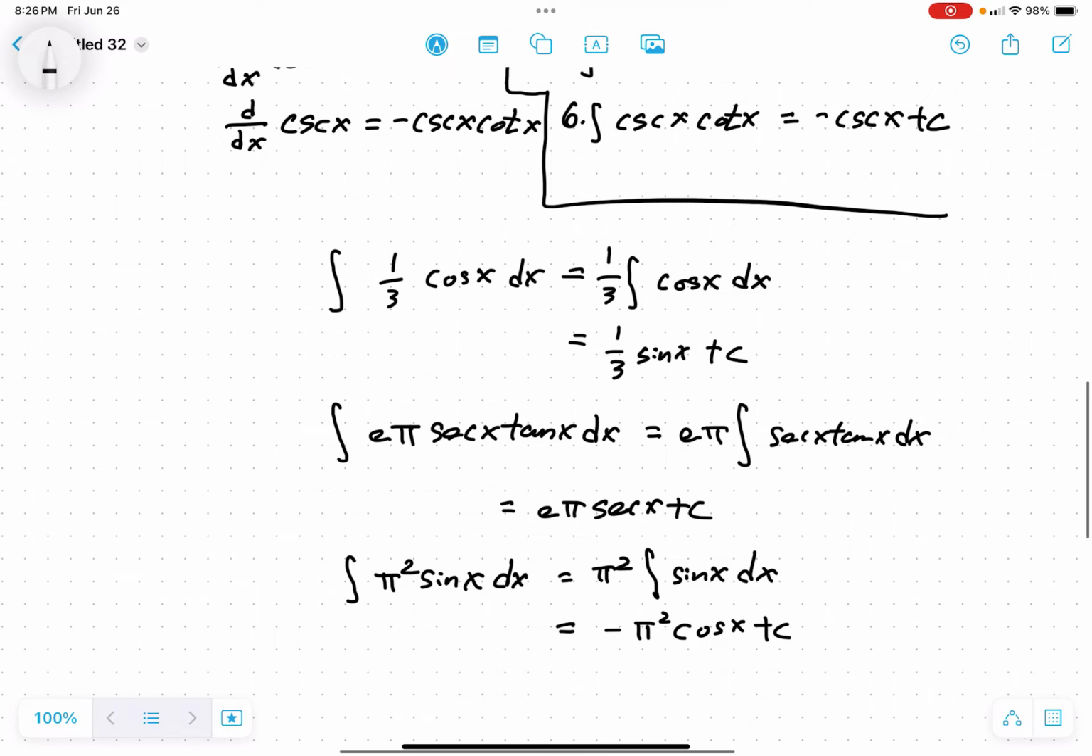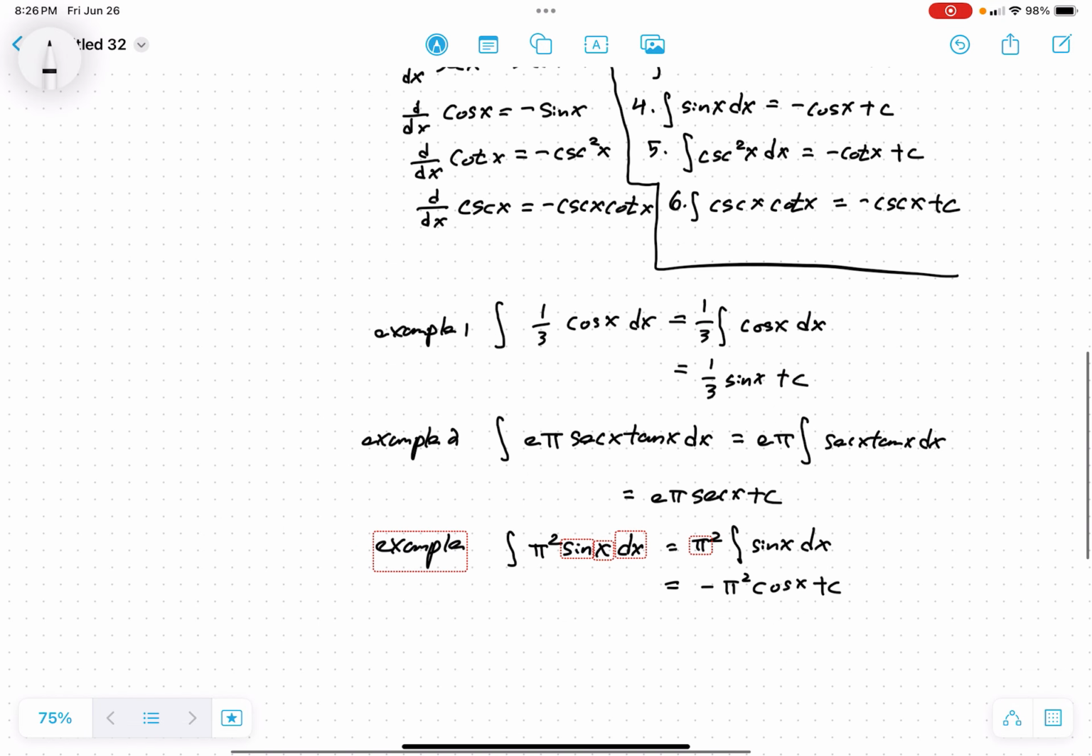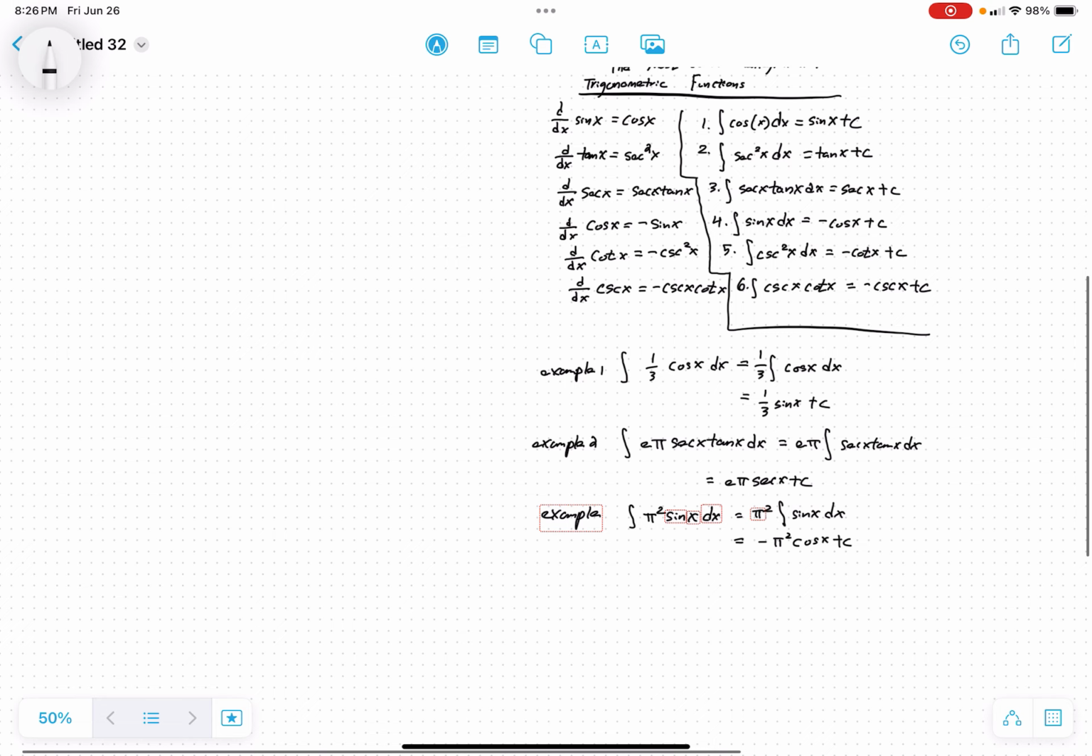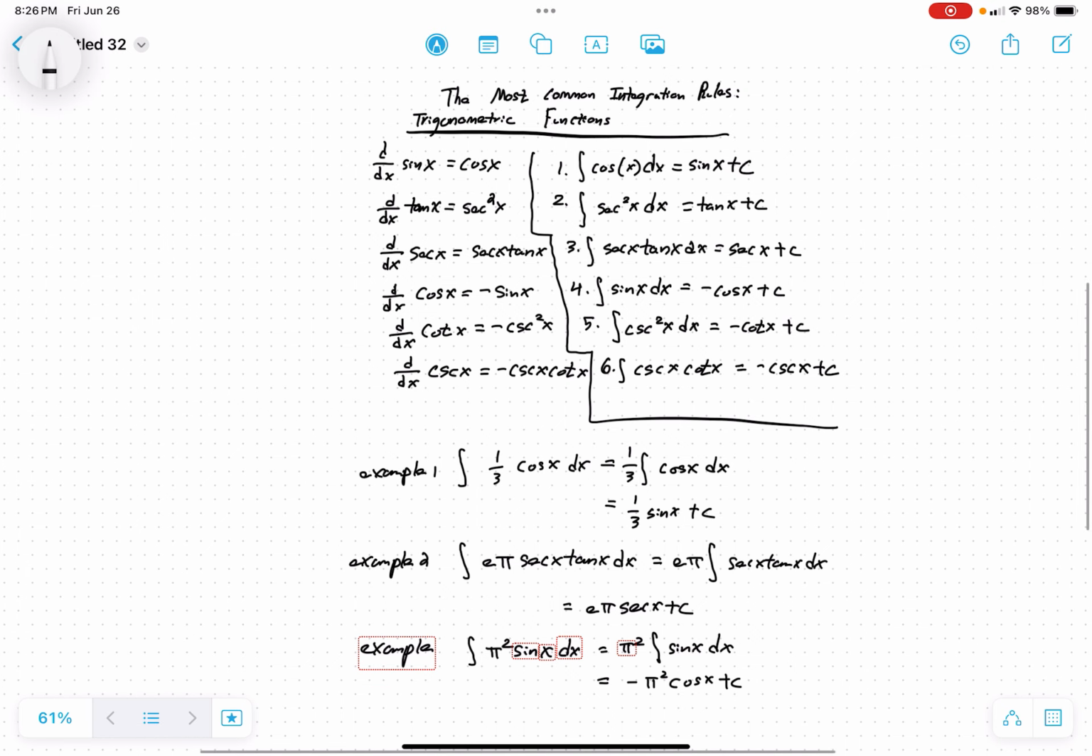And here were 3 good examples of problems that involve trigonometric functions. And in the next video, we will go into more common rules about integration, specifically inverse trigonometric functions. But for now, we have just covered trigonometric functions and their integral rules.